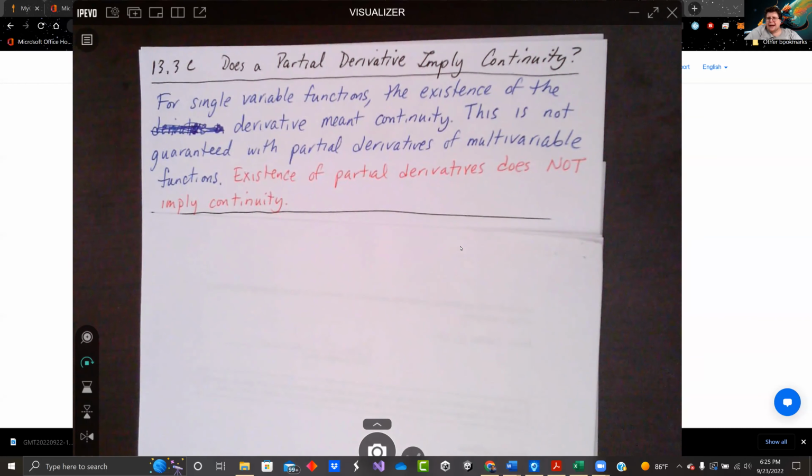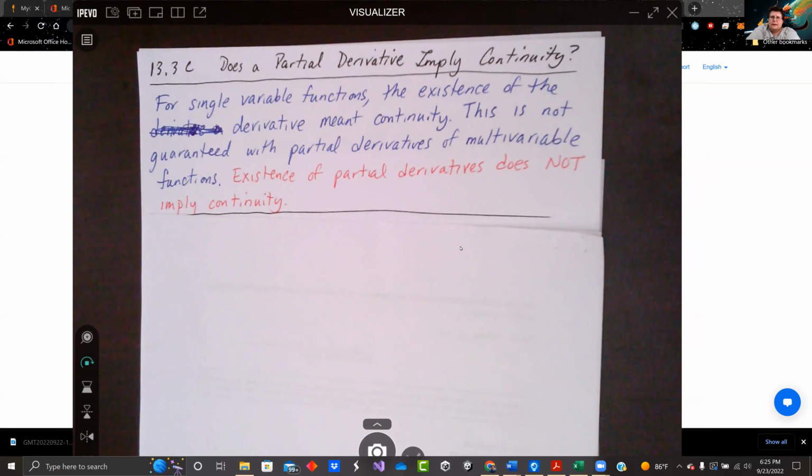Hey there, everybody. Welcome back. We're on 13.3, partial derivatives of multivariable functions. This is in Anton's 11th edition of Calculus Early Transcendentals. Let's just jump right into it.